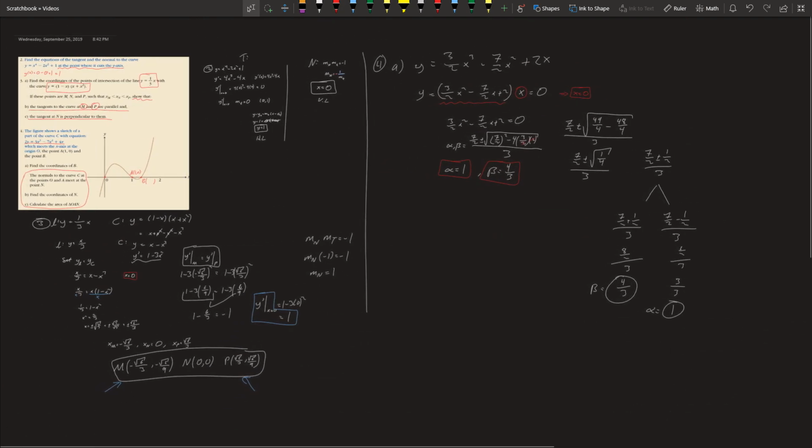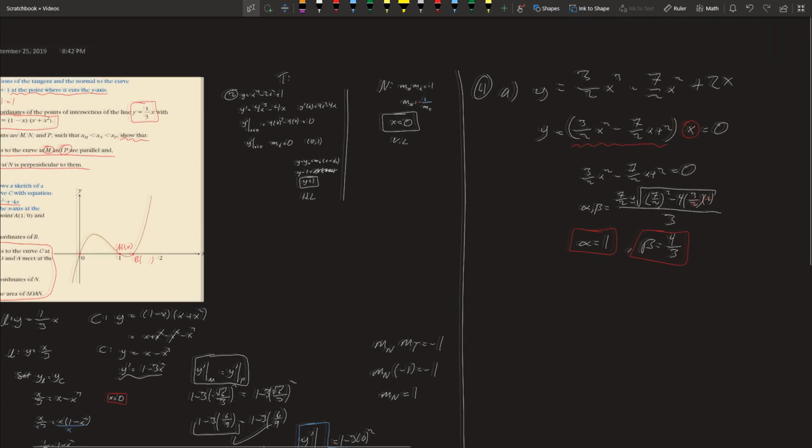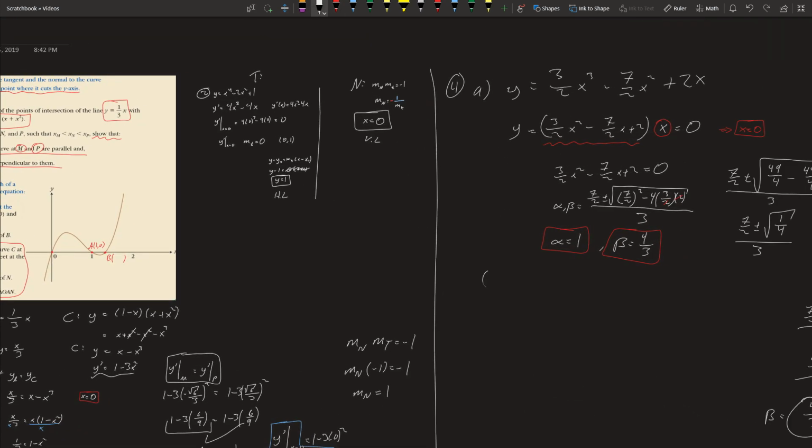Now, let's see. They gave us that it meets the x-axis at the origin. That means one of the points is (0, 0), right? And we predicted that, we solved that by letting x equal to 0. y is always 0, right? Another answer is (1, 0). This is alpha.